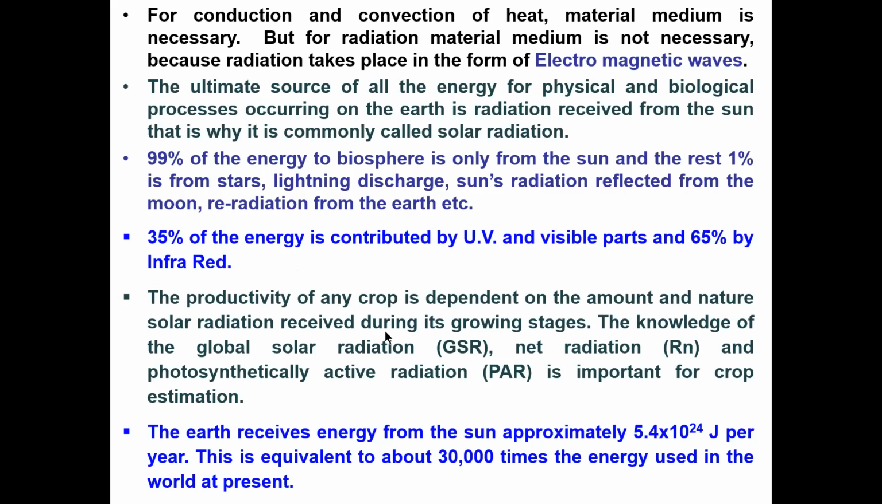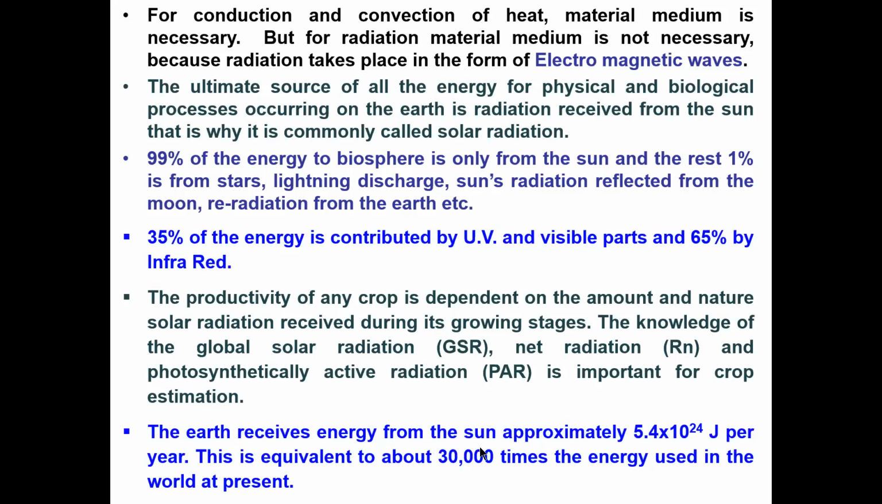The productivity of any crop is dependent on the amount of natural solar radiation received during its growing stage, and on knowledge of the global solar radiation, that is GSR, the net radiation, RN, and the photosynthetically active radiation, PAR. Photosynthetically active radiation is important for crop estimation.